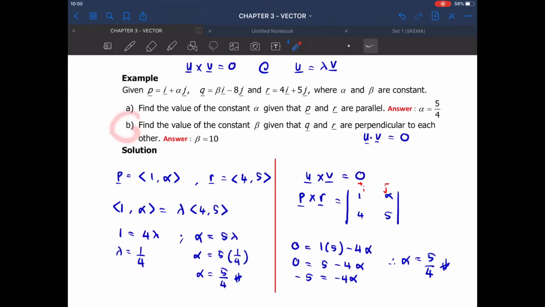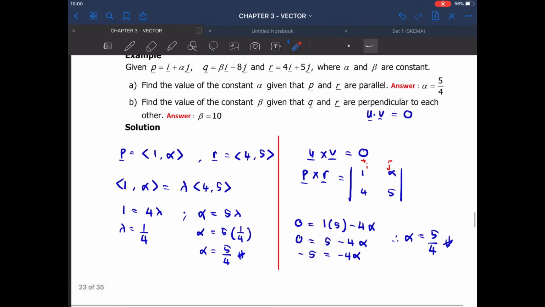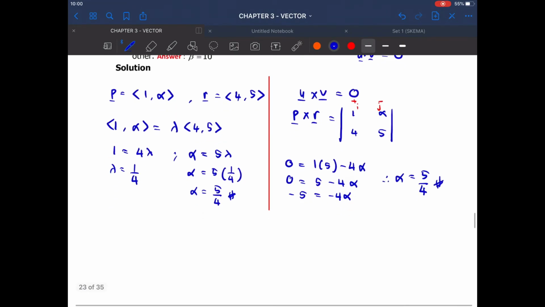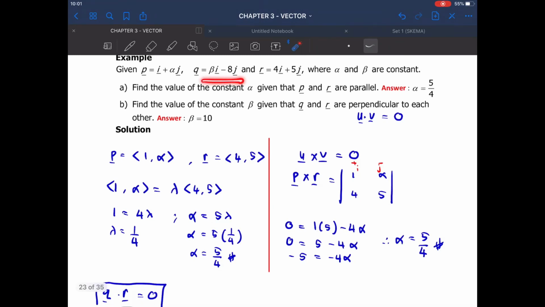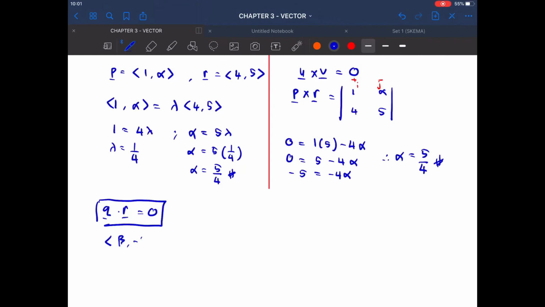Now for example b here, find the value of constant beta if vector q and r are perpendicular. So you will only have one property if the vectors are perpendicular, that u dot v is equal to 0. So q and r, vector q dot vector r is equal to 0. So vector q is equal to (beta, negative 8), dot with r. r is (4, 5), equal to 0.